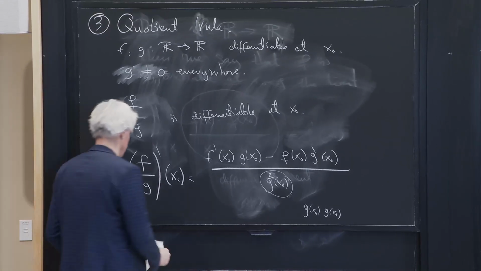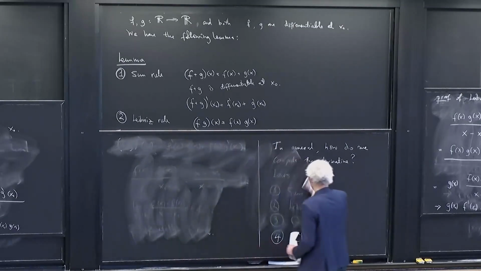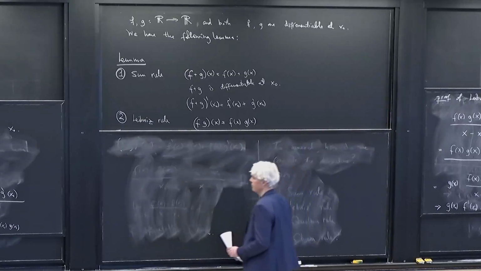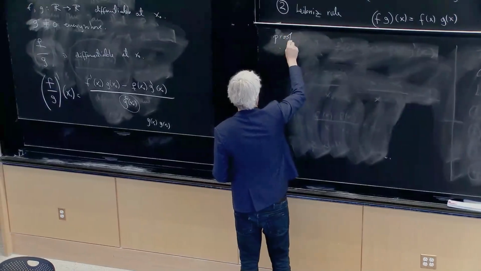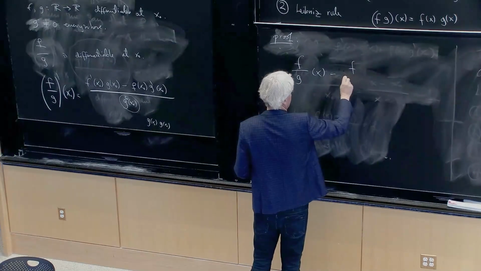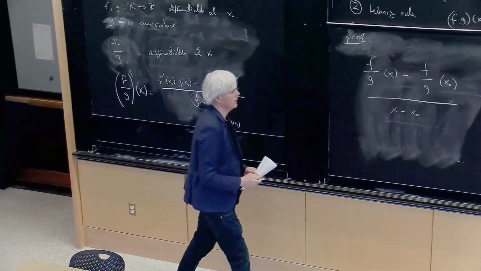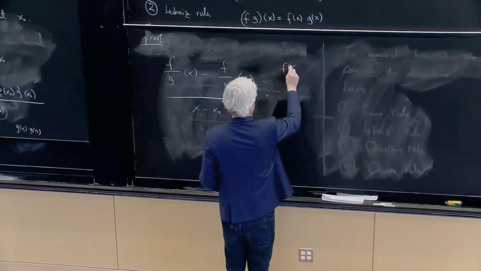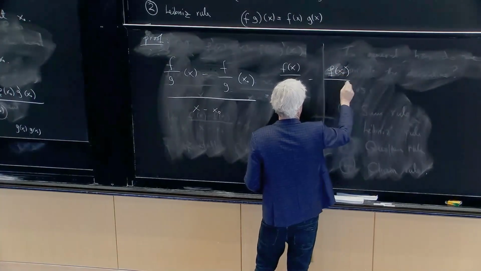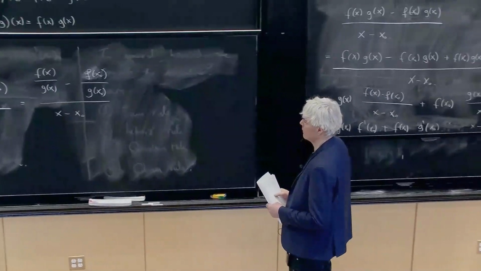So now let's try to prove that. We're looking at the difference quotient of f over g at x0, that is, f of x over g of x minus f of x0 over g of x0, divided by x minus x0. That's the difference quotient. So let me put this on a fraction with a common denominator.